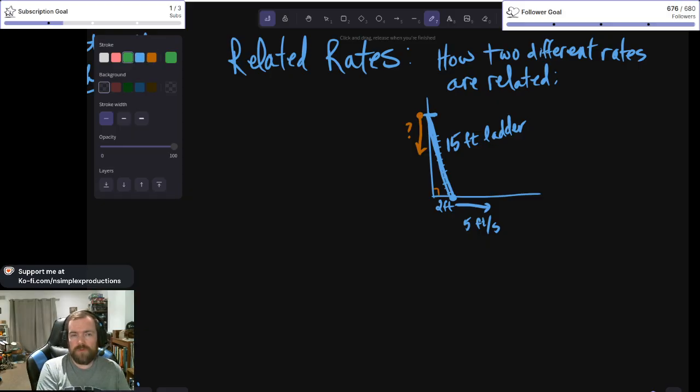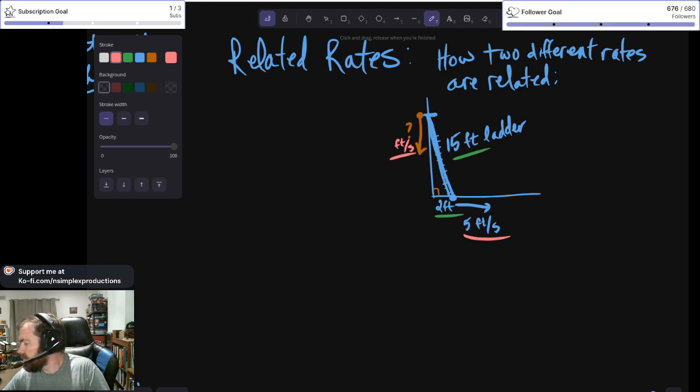Okay, so we have two sets of information here. We have distances, but then we also have a rate. So we know that this is going to be in feet per second for both the top of the ladder moving down and also the bottom of the ladder moving out. So we have those two pieces of information, and then we want to know at the given scenario, when this particular scenario is happening, what is this rate going to be?